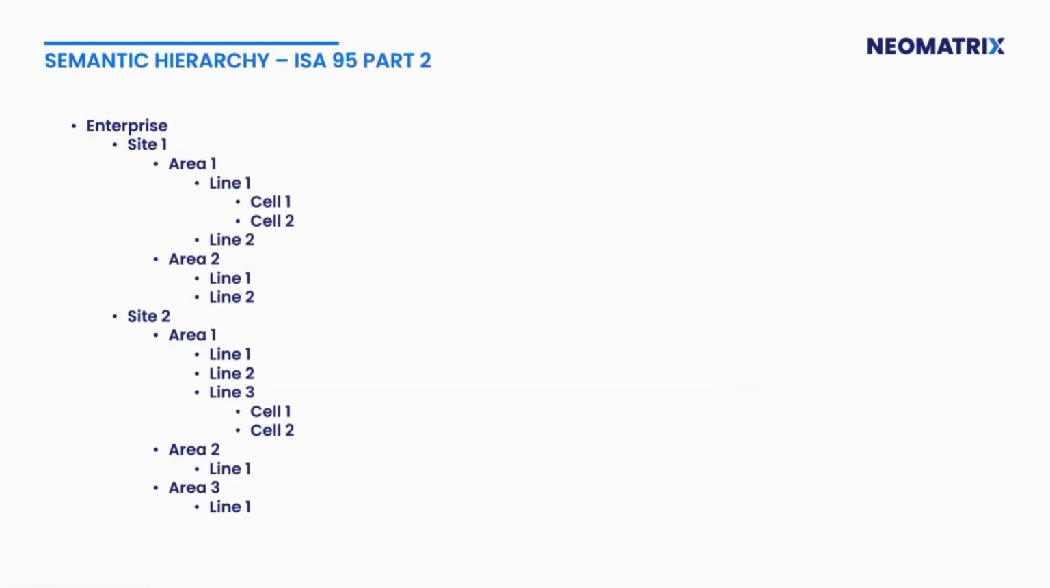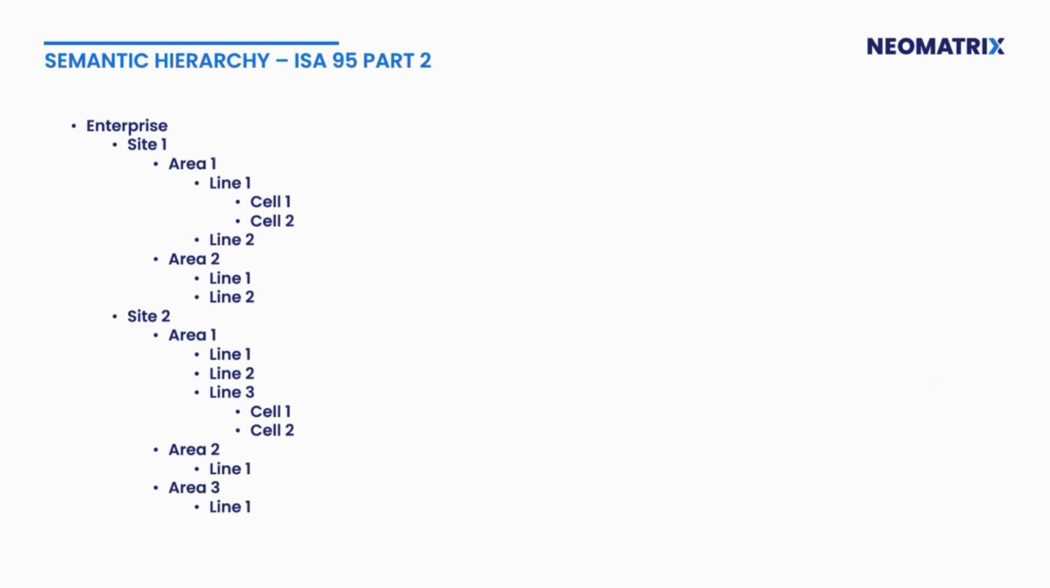So the second part of a unified namespace is a semantic hierarchy. And it's suggested to be based on industry standards, and ISA 95 has been around for quite a while and it's been adopted by industry. So we feel it's a good place to start.